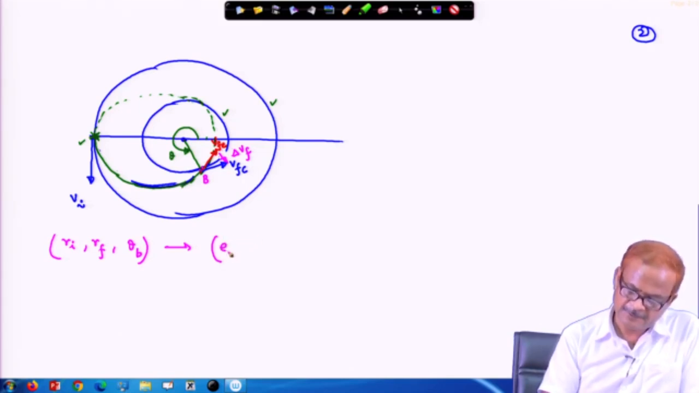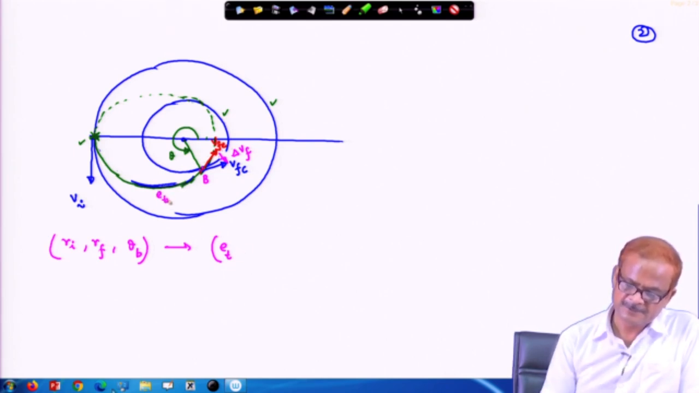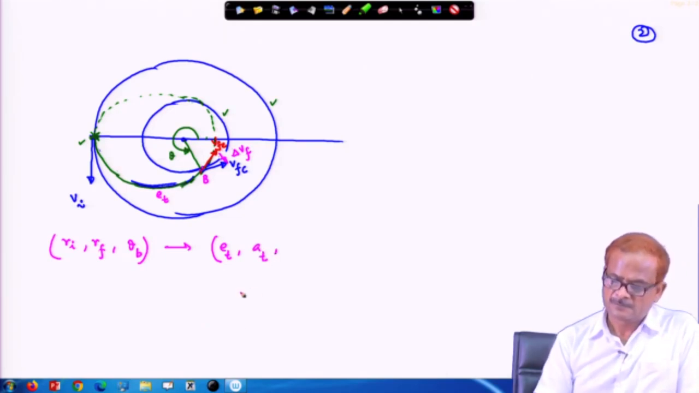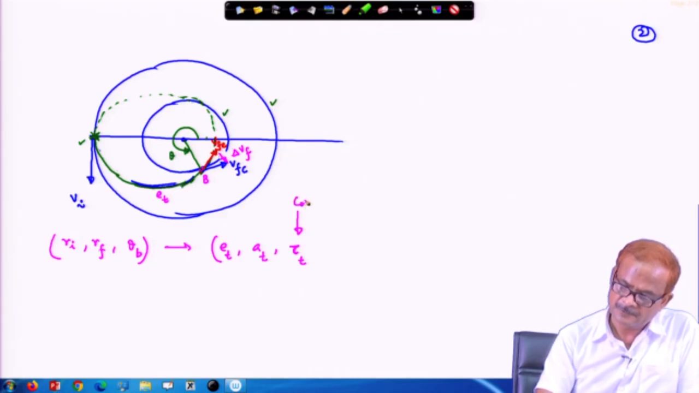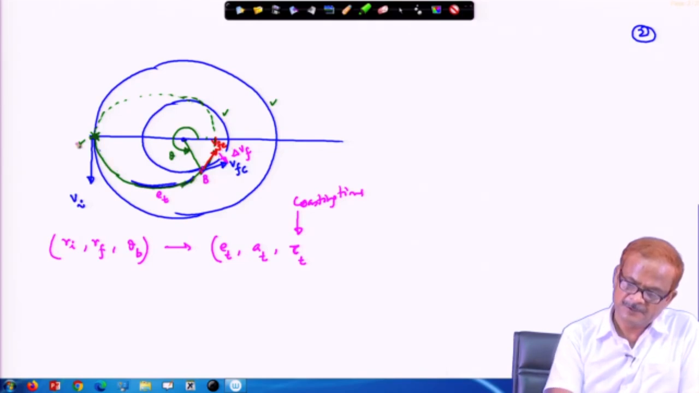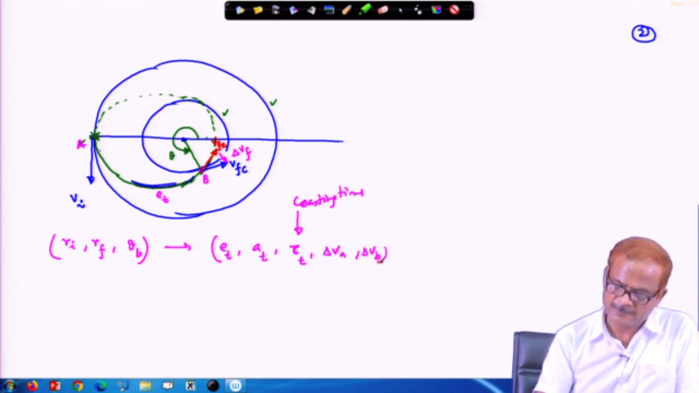So, in that context we need the eccentricity of the transfer orbit, this e_t is required, and we also require the semi-major axis of the transfer orbit, and also the tau or T, whatever you say, this is the coasting time going from this place to this place, A to B, this is point A, okay. And then we also need delta V_A and delta V_B, we need to work out all these things.